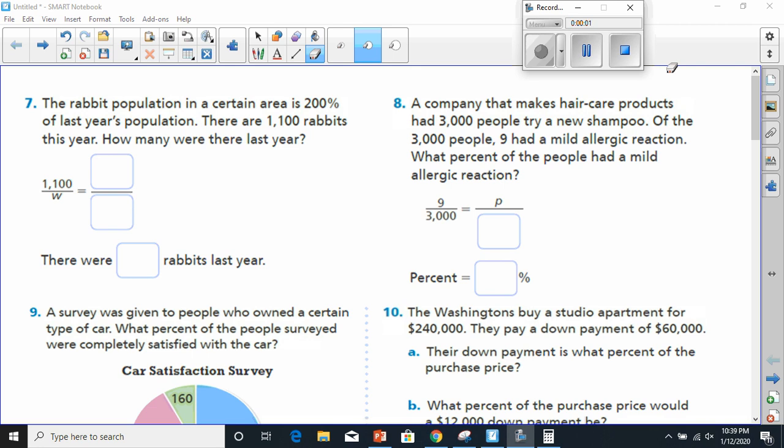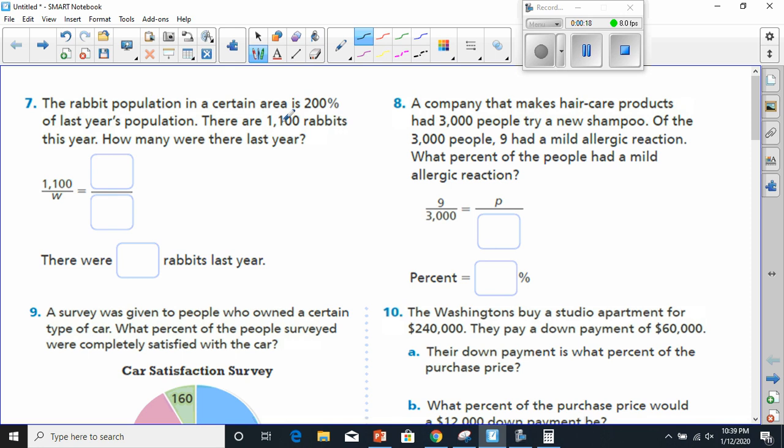All right, everybody, today we're going to be doing connect percent and proportion. I'm going to do all the odd ones, so let's start with number 7. Starting at number 7, it says the rabbit population in a certain area is 200. That's what it is currently, 200% of last year's population.